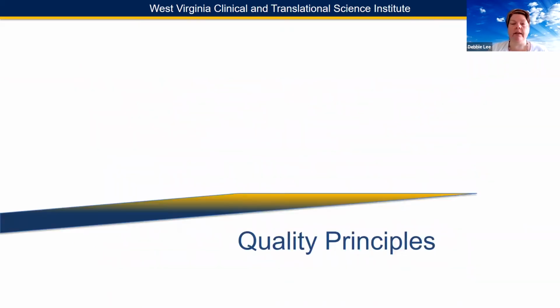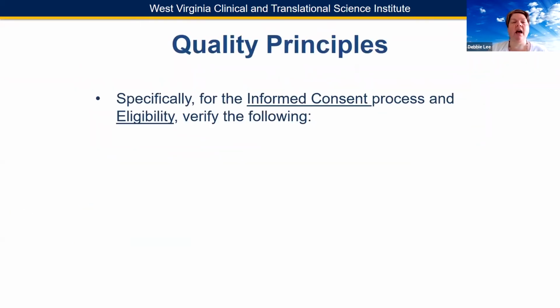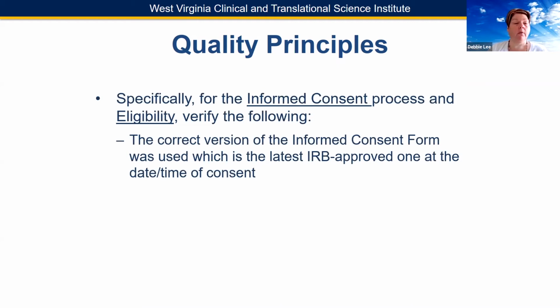So let's talk about quality principles. Specifically for the informed consent process and eligibility, you want to verify the following. Once again, you have the correct version of the informed consent. It's the latest IRB approved one at the date and time of consent. The consent process is documented. So somewhere in your documentation, if you're using Epic, you're documenting that, yes, I completed the informed consent process with this patient.